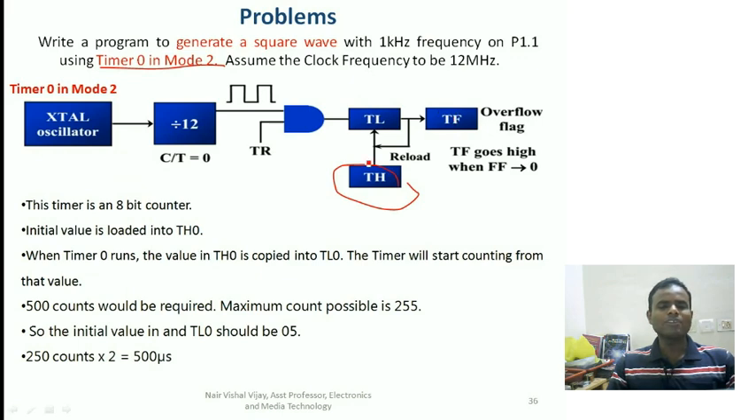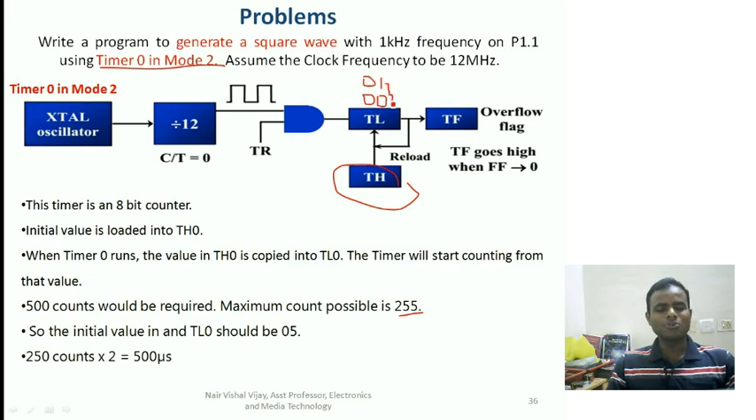Okay, so what is the maximum value that can be in TL? The maximum value that can be in TL is 255. But the value that you need to count is 500, because you need a 500 microsecond delay. Now, the clock frequency and everything is the same, so 1 microsecond is the time required to count between two values. That is, counting from 00 to 01 will require at least a 1 microsecond delay. Now you require to count 500 times, but the maximum value you can count is 255 times.